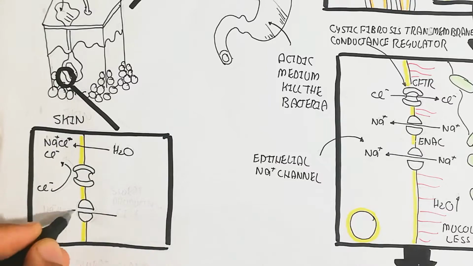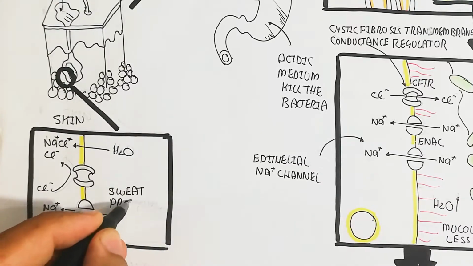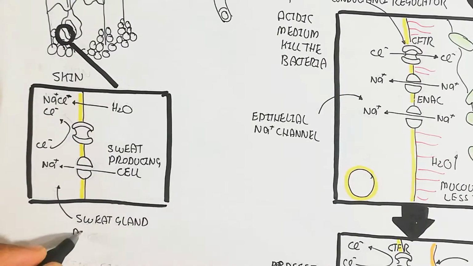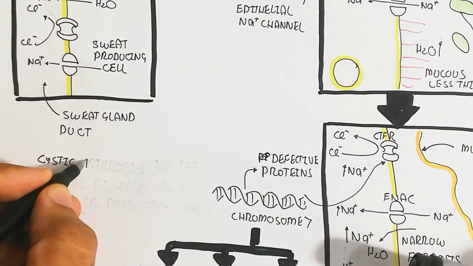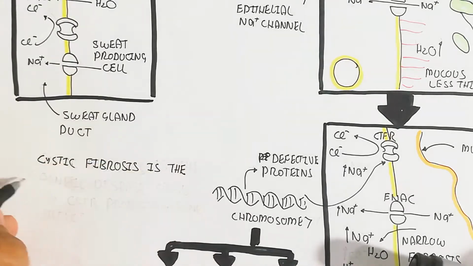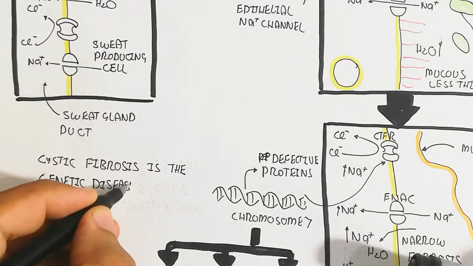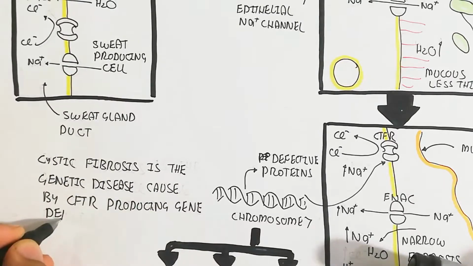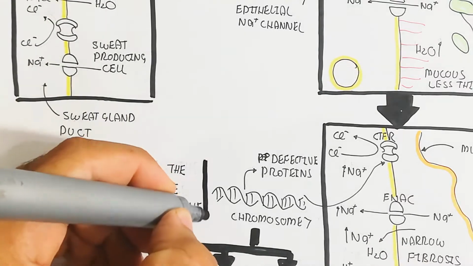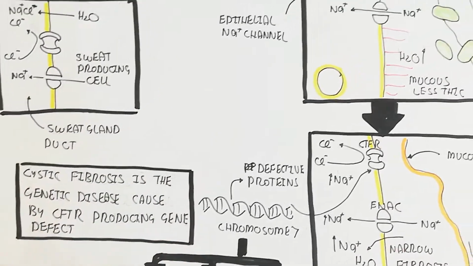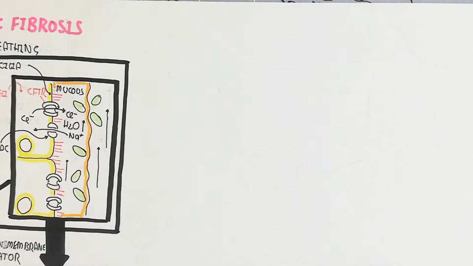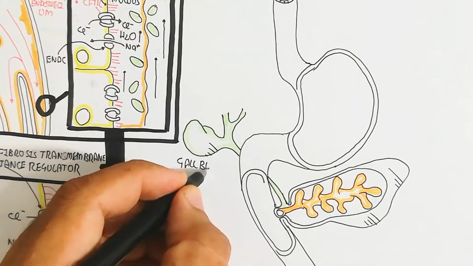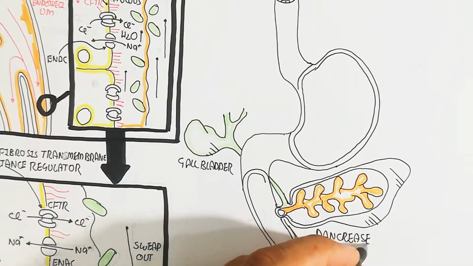Water moves by osmosis from the lower salt concentration toward the higher salt concentration. The sweat-producing cells on the skin, which produce salt, can be identified through the sweat gland and sweat duct. Cystic fibrosis is a genetic disease caused by a defect in the gene producing CFTR. So we can detect cystic fibrosis during sweating, due to the salt-containing sweat.